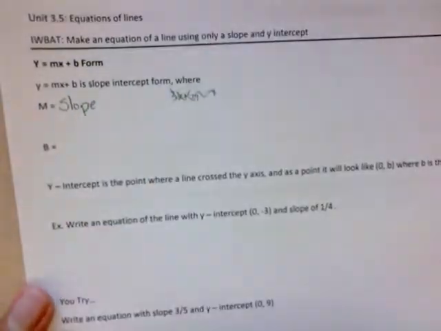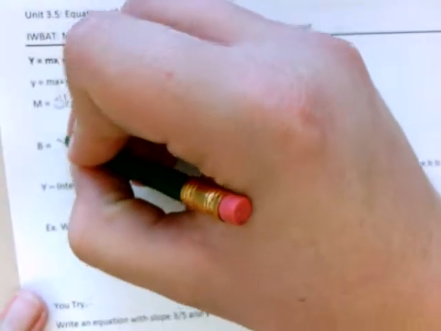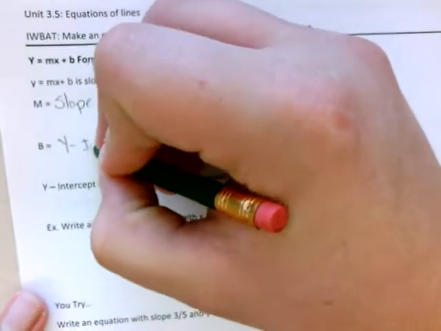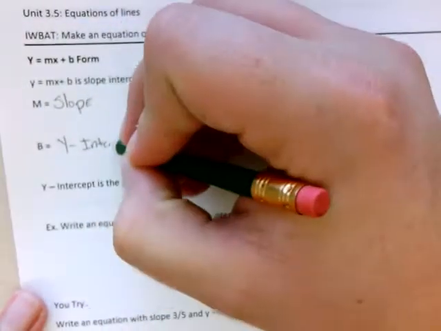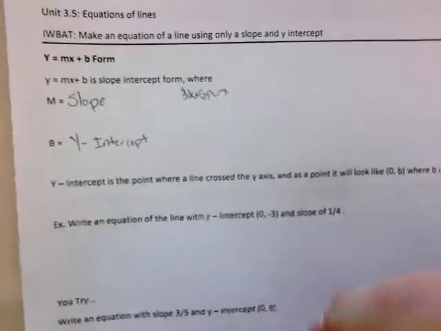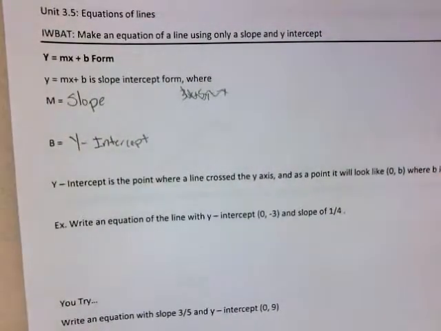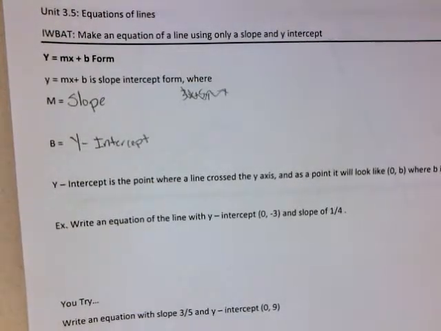So m is your slope, b is your y-intercept. Remember, intercept means where it crosses that axis, y being the y-axis. So you get slope and y-intercept. The y-intercept is the point where the line crosses the y-axis. As a point, it will look like 0, comma, whatever the number is for the y-intercept, where b is the y-intercept.